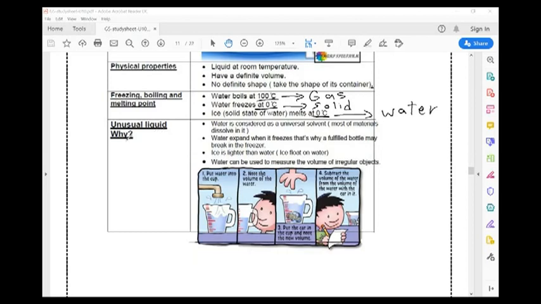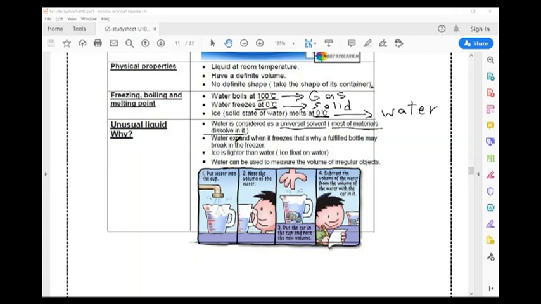Water is an unusual liquid. Why? Water is considered a universal solvent. Universal solvent means, if you remember the lesson on solvent and solute, most solid materials dissolve in water. Sugar can dissolve in water, salt can dissolve in water, many materials can dissolve in water, but not all materials. Most materials dissolve in water.